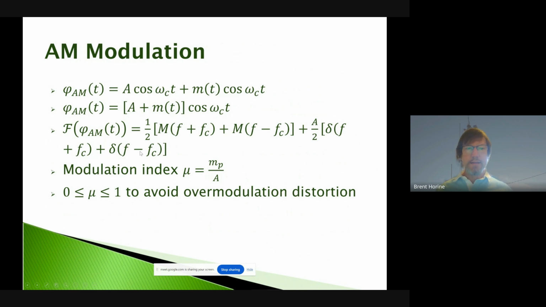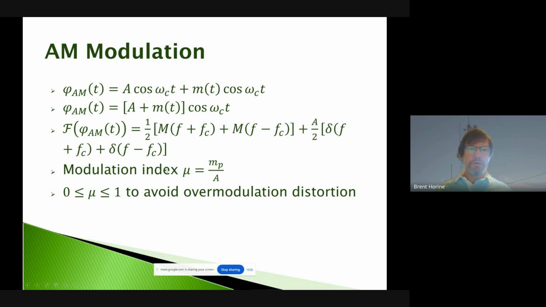So you can look at the spectrum of that. Now we have the spectrum of the message signal translated to the carrier frequency, but we also have these little impulses that are associated with this carrier. The Fourier transform of a cosine is an impulse type function. These are scaled by this value of A also.